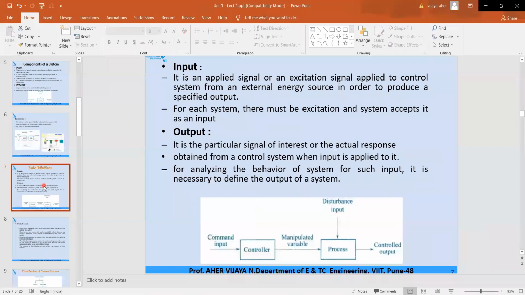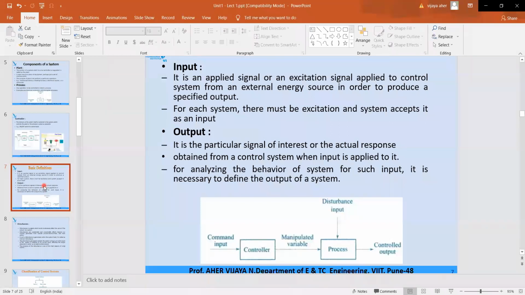Now you should know these important terms: inputs, outputs, disturbances, manipulated variable, controlled output, all these things. These are the important terms you have to remember related to control systems.